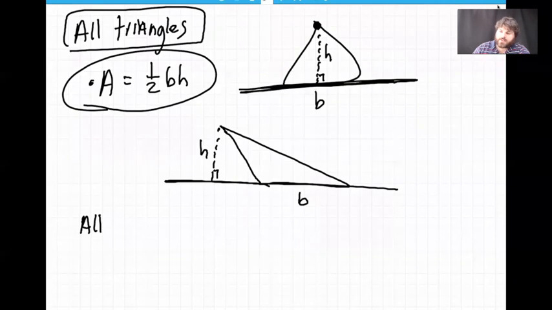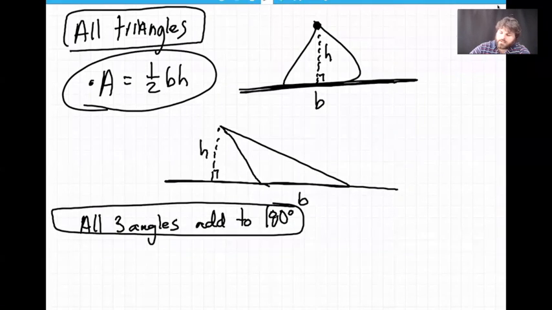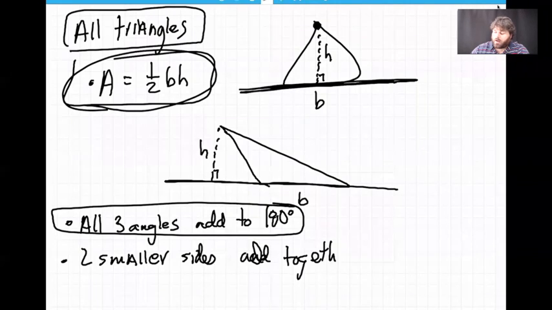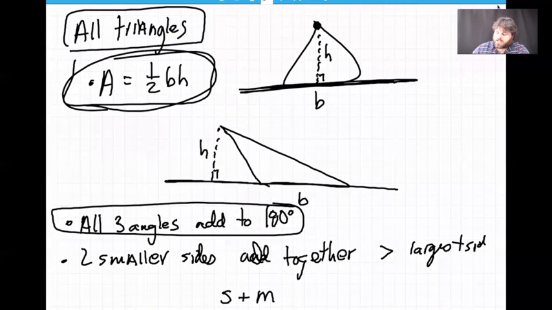The other thing is that all three angles add to 180. All three angles of a triangle add to 180 degrees. That's the second property that you've got to know. The last thing is that the two smallest sides add together to be greater than the largest side. So what I mean is the small side plus the medium side has to be greater than the large side. When you add the two smaller sides together, they have to be bigger than the larger side.